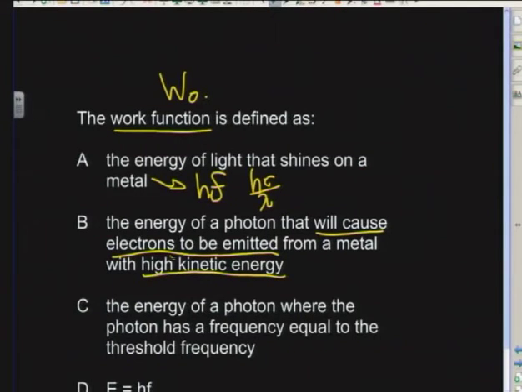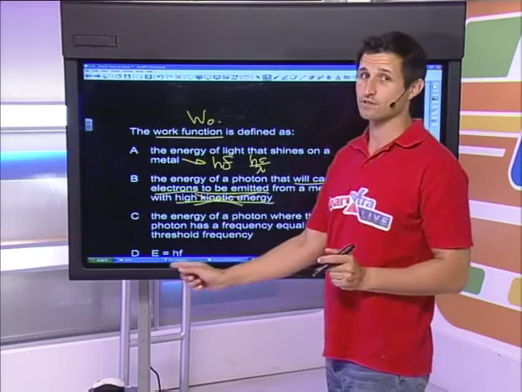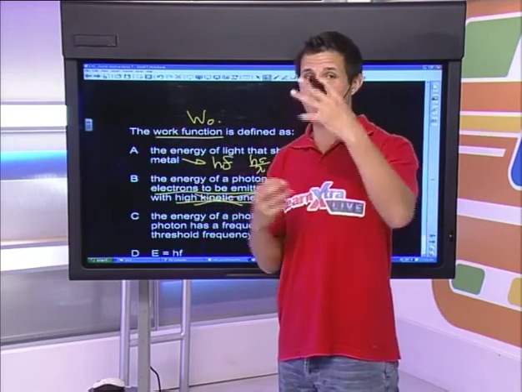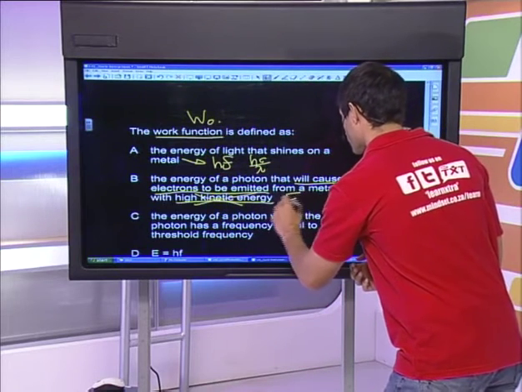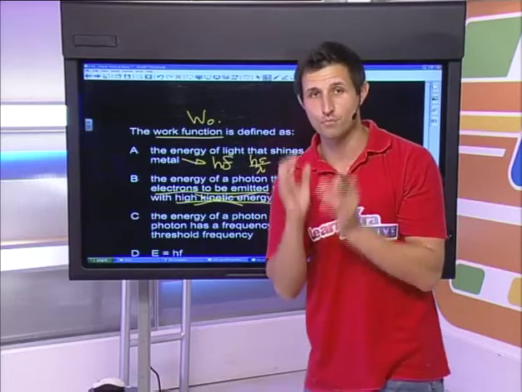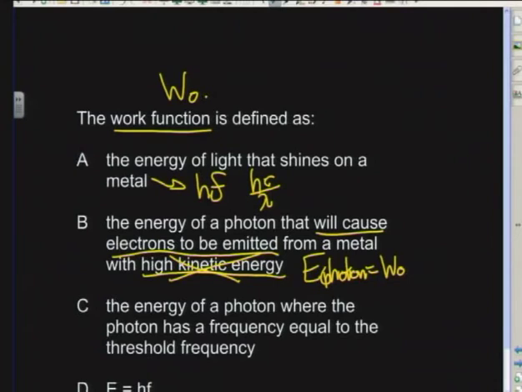No, guys. When you've reached the work function, the energy of a photon that will give electrons to be emitted from a metal, there will be zero kinetic energy. When the energy of my photon is equal to my work function, then there's no kinetic energy. Those electrons won't move. So this would be right if I said from a metal with zero kinetic energy. Then option B would have been correct.